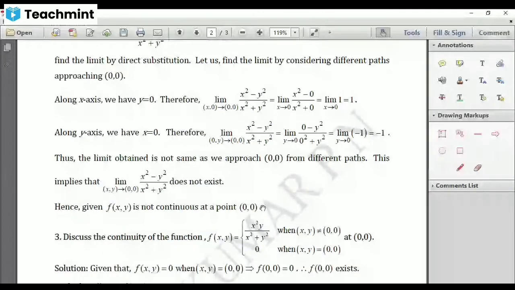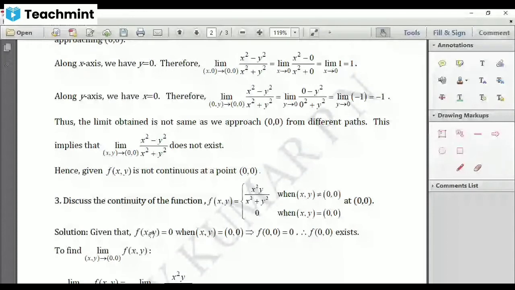Now, let us go for one more problem. Discuss the continuity of the function f of xy is equal to x square y by x square plus y square when xy is not equal to 0, and 0 when xy is 0, 0 at 0, 0.